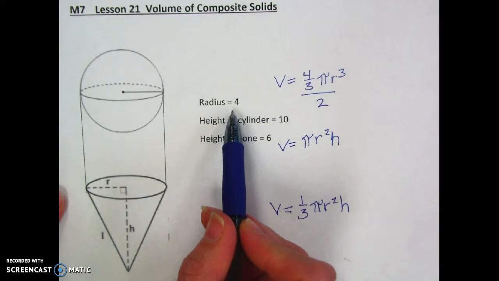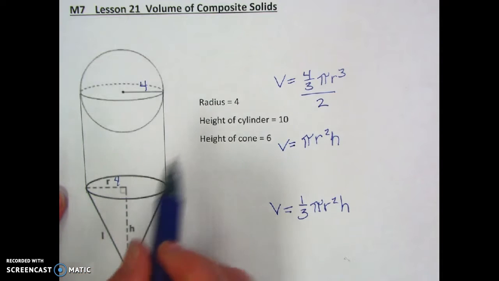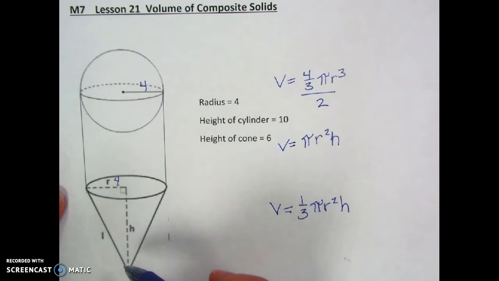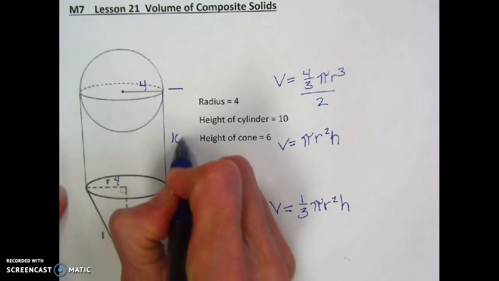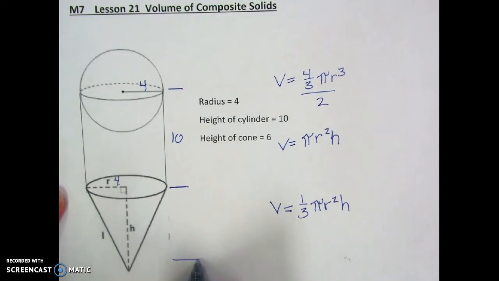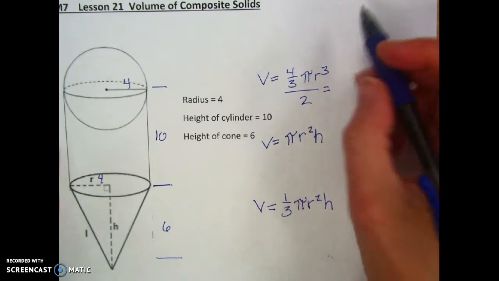Well, it tells us here that the radius is 4. That means the radius here is 4, the radius here is 4, all three shapes the radius will be 4. The height of the cylinder is 10, and the height of the cone is 6. So we just plug these numbers in, let the calculator do the work for us. All right, so let's see.